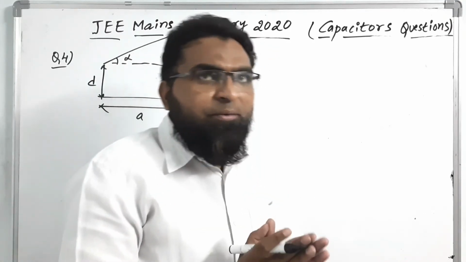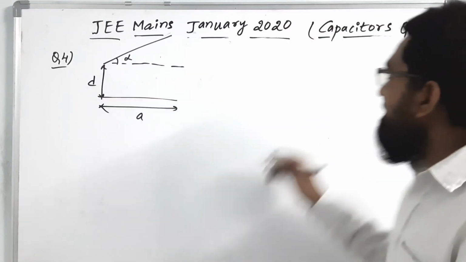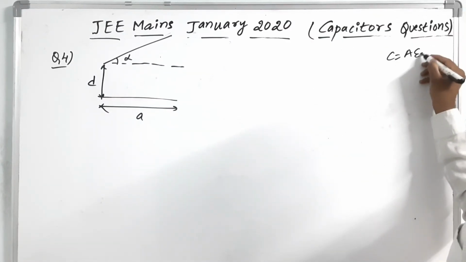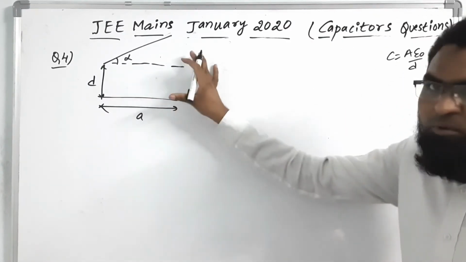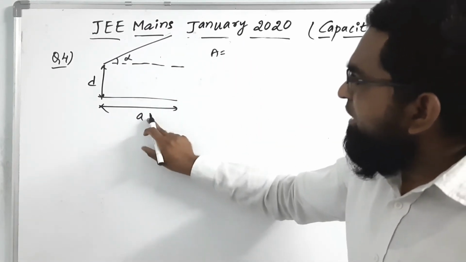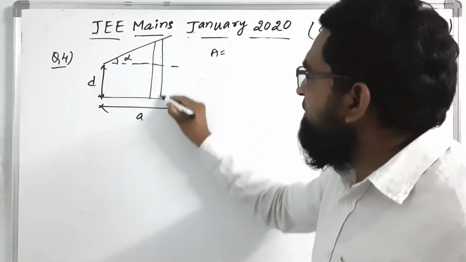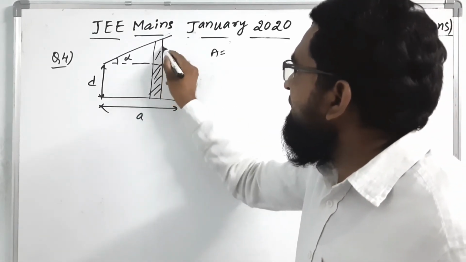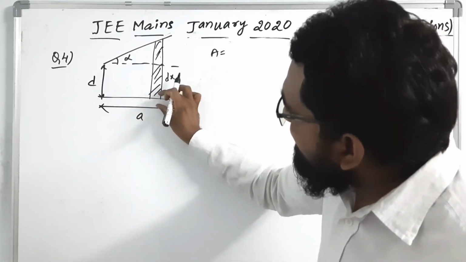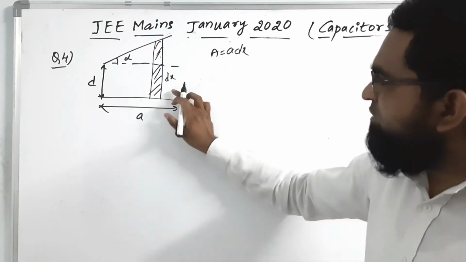Basically we know the capacitance definition, C is equal to A epsilon naught by D. This is a variable capacitor. Here A is the area, so we have to consider a small part. Take this small part of length dx. Now the area of this part is equal to A into dx. I hope you understood this one.